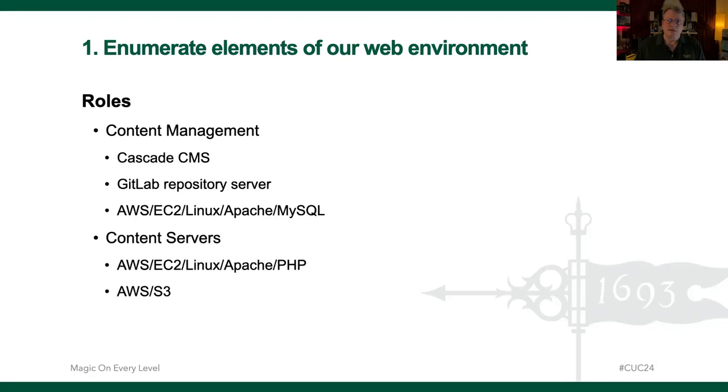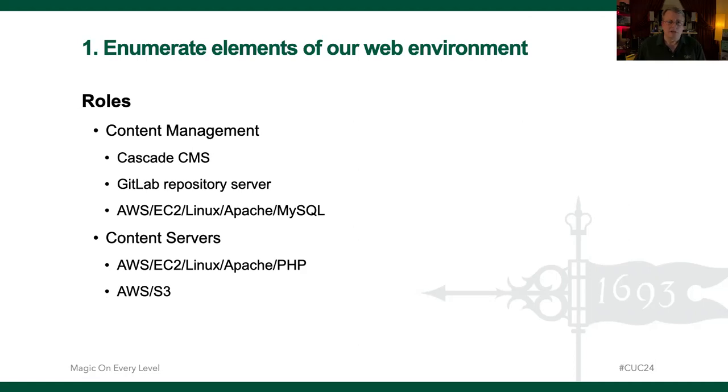Within William and Mary's content management role, we obviously have Cascade CMS, which is where we manage the majority of our public content. We also have a GitLab repository server where we manage certain technical assets. And finally, we list a collection of AWS, EC2, Linux, Apache, and MySQL, which together make up the cloud server infrastructure hosting both Cascade CMS and our Git repository server.